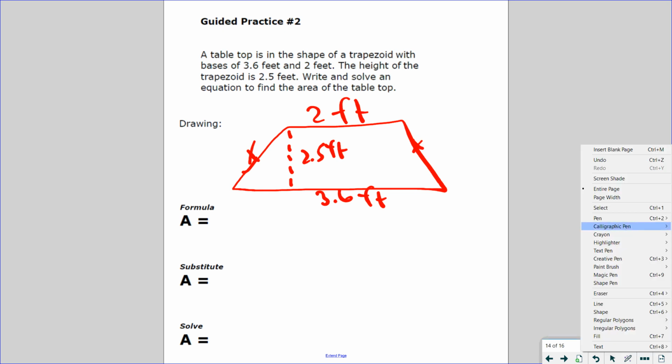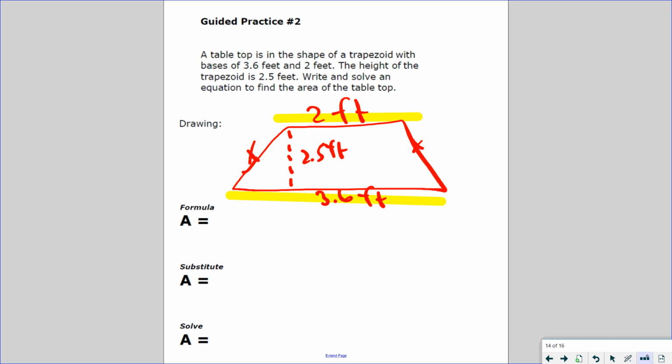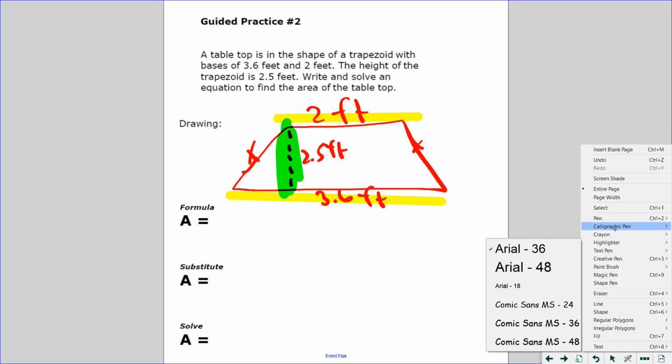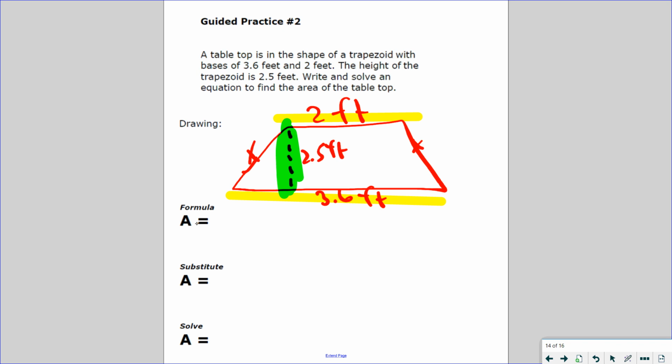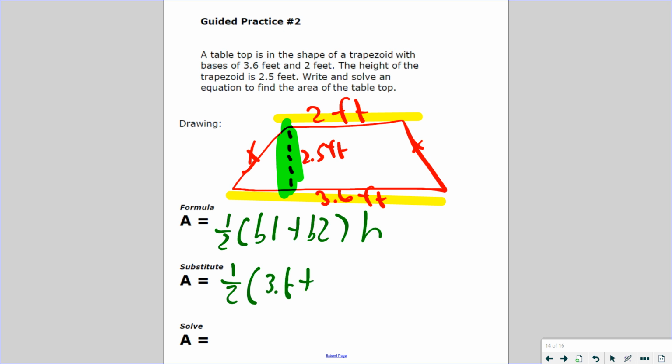Let me get out my highlighter so you can see what I'm doing. Here are the bases. Here is the height. So let's write down the formula now. It is area equals 1/2 B1 plus B2 times height. Let's substitute the two bases. The two bases are 3 6/10 and 2 feet. Could I write it 2 plus 3 6/10? Yes, of course you could write it that way, as it is commutative. And the height is 2 5/10.